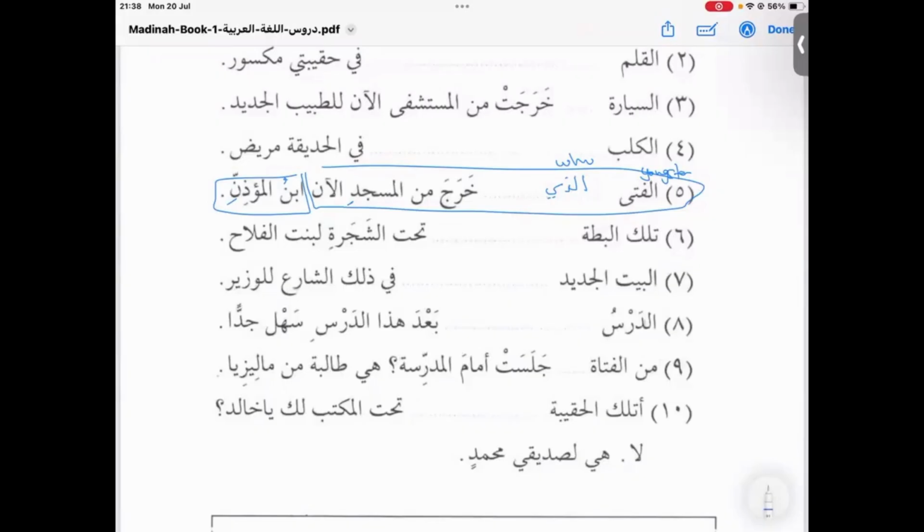Okay. Tilkal battatu. Let's say batta. We did this word. That duck. Now you have to use allati because duck is female. Tilkal battatu allati, that duck which is tahta shajarati. Tahta means under the tree. It's a kasra. Tahta shajarati, under the tree. Li bintil fallahi. Li belongs to E. Li bintil fallahi belongs to the daughter of the farmer.